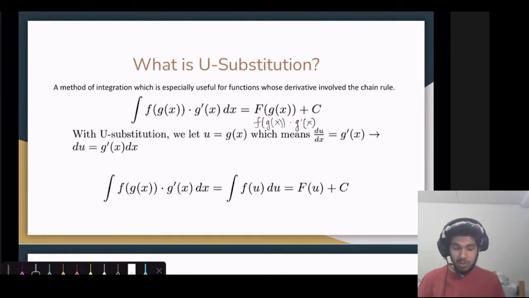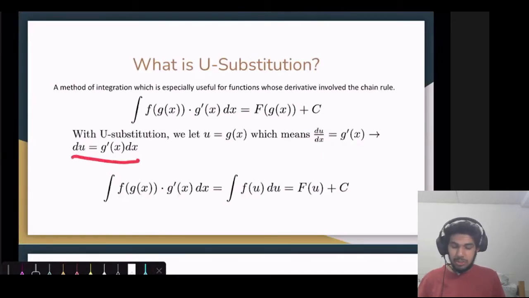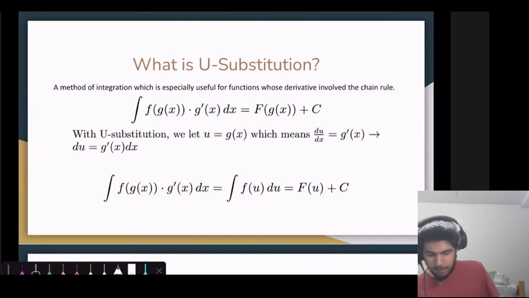So, with U-substitution, we're going to let u equal g of x. So u is just some variable. We're going to do a change of variables. So if we let u equal some function of x, we want to make a change of variables in terms of u, so we have to change everything to u. So if we take the derivative of u with respect to x, we get g prime of x. That implies du equals g prime of x dx.